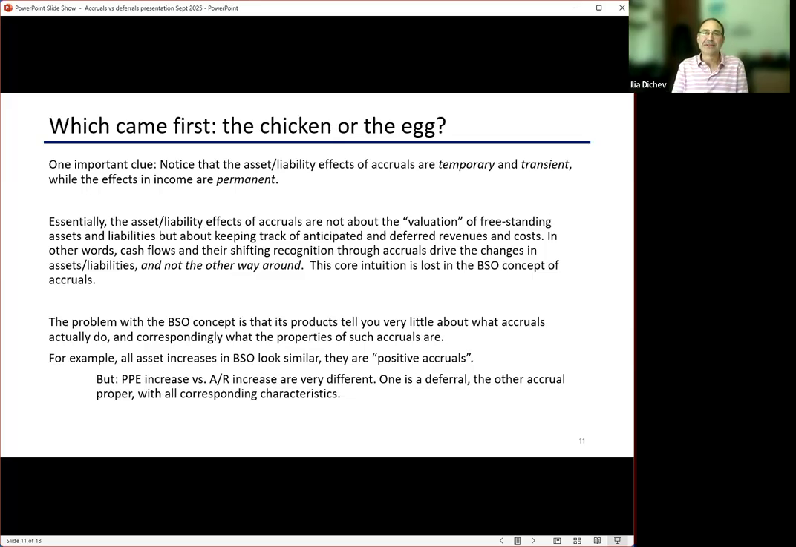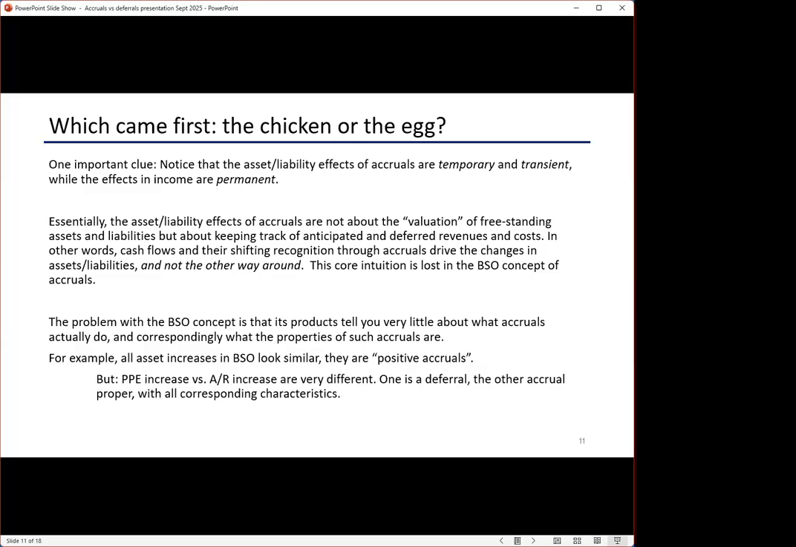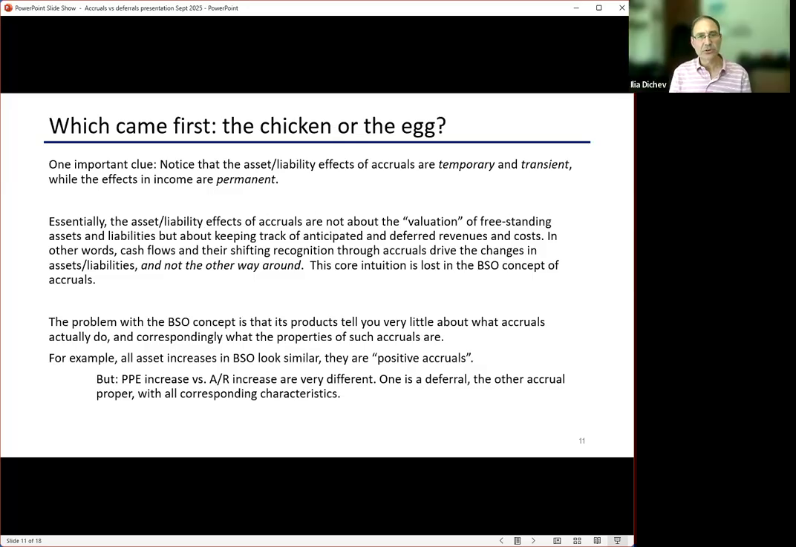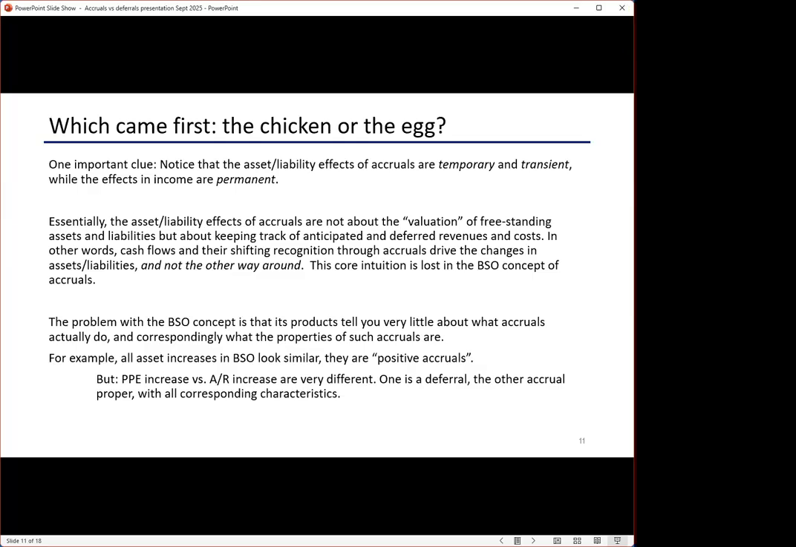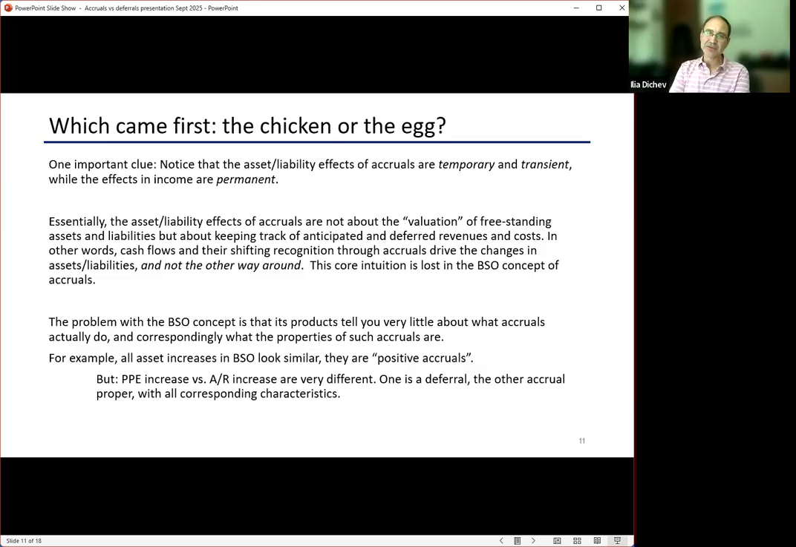There is valuation, right? It's on the balance sheet. But this is a key difference for operating assets. Accounting is mostly keeping track of this anticipated or deferred revenues and costs, all right? In other words, it's the operations, the cash flows, and the shifting recognition through accruals which drive the changes in assets and liabilities. It's not the other way around. It's not like we care too much about the value of assets and liabilities, and that produces the accrual.